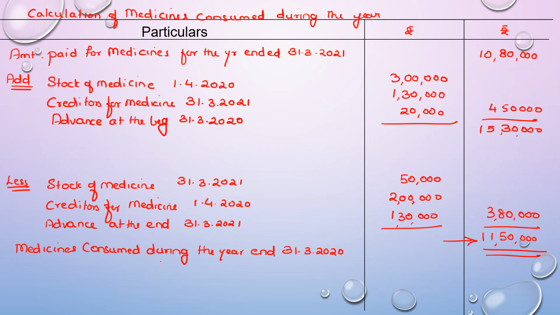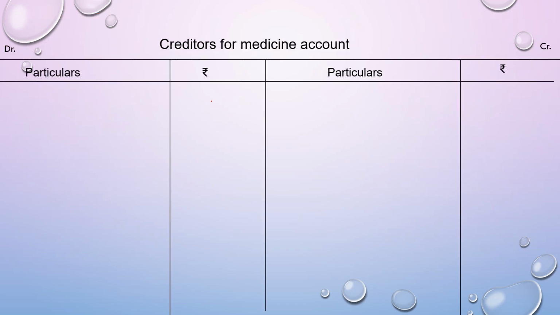So if you're comfortable preparing in this manner, you can use a statement method. If you understand the logic of what is to be included and excluded, this is a very easy method. So you would know what is to be added and what is to be subtracted. Now the same question I would be solving for you using the account method, which is also a simple method. Let us look at that particular method.